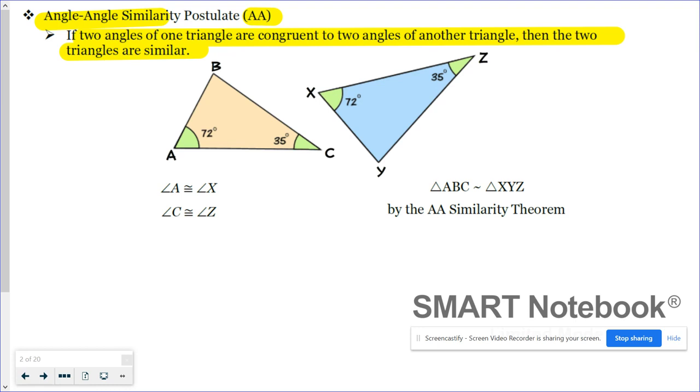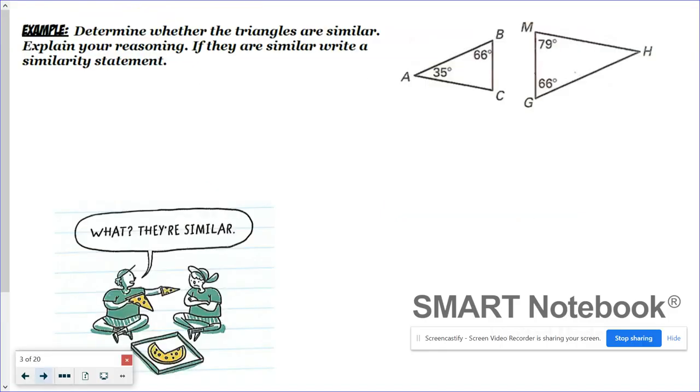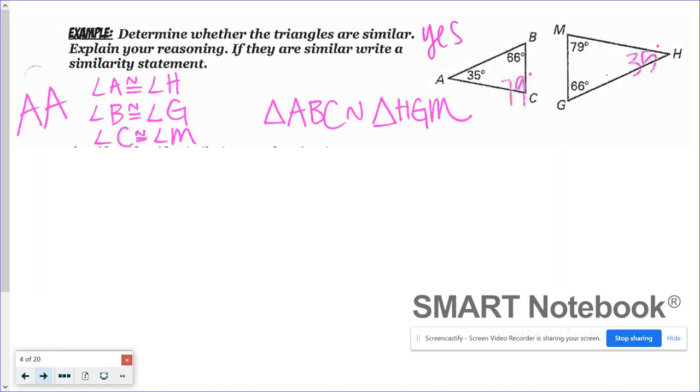are similar by AA. And so I had you take a look at these two triangles, and I asked you, are these two triangles similar? So let's see how you did. I determined that yes, these two triangles are similar. I used my triangle sum theorem, and I determined that angle C is 79 degrees, angle H is 35 degrees. So I know angle A is congruent to angle H, angle B is congruent to angle G, and angle C is congruent to angle M. Thus, I can say triangle ABC is similar to triangle HGM by the angle-angle similarity theorem.